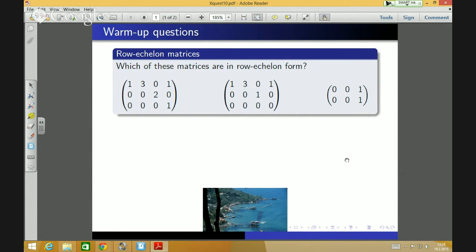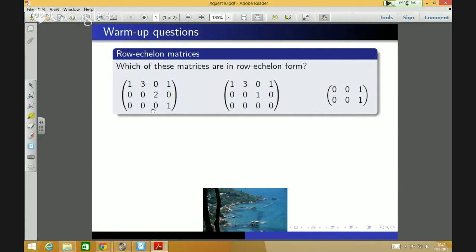So just to remind ourselves of what it takes for a matrix to be in row echelon form, here are 3 examples. 3 is the magic number, so let's stick to it, 3 matrices. And I ask you, which one of those are in row echelon form? Okay, so somebody said none of them. Somebody said the middle one. Now, I don't know what you're saying at home. I cannot hear you, but I'm sure you have your own take on this.